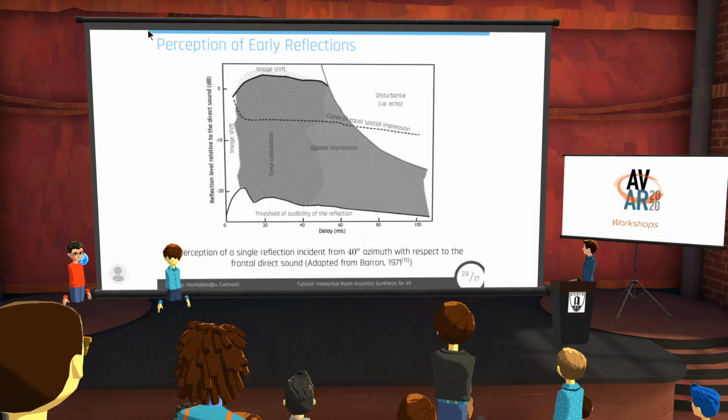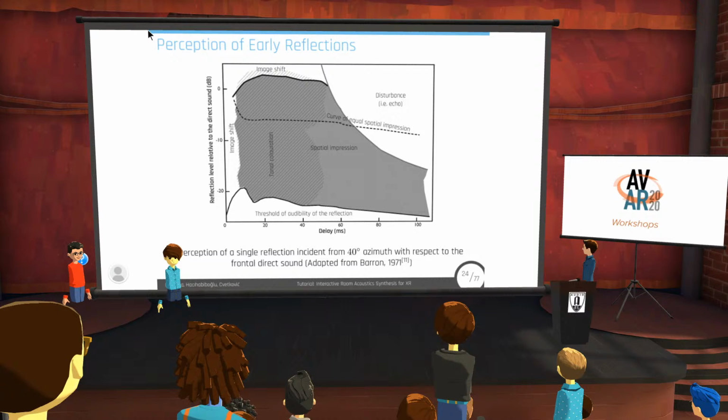Barron investigated the effect of early reflections from a concert hall acoustics perspective and found out that lateral reflections are very important in the perception of room acoustics. The figure in the slide gives a good idea about how even a single reflection incident from 40 degrees azimuth with respect to the direct sound strongly affects the perception of the sound field. In this figure, the x-axis shows the delay of the early reflection with respect to the direct sound, and the y-axis is the reflection level, again, with respect to the direct sound.